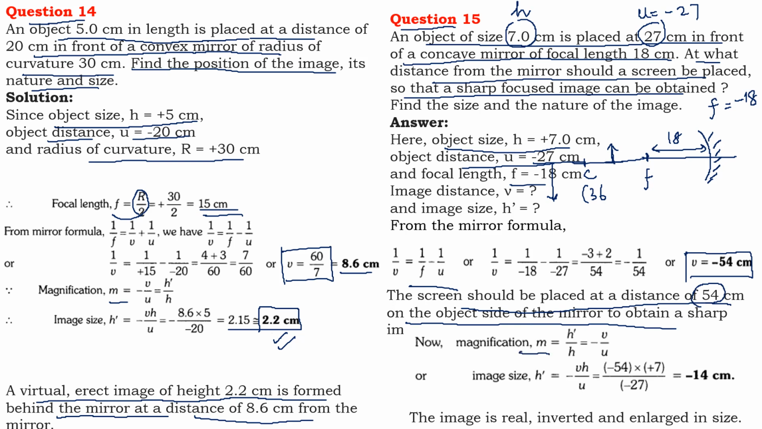Magnification will be calculated as h dash by h. Now h dash is minus 14 centimeter. This is the height of the image. The height of the image will be 14 centimeters, but the negative sign indicates that it is real, inverted and enlarged.